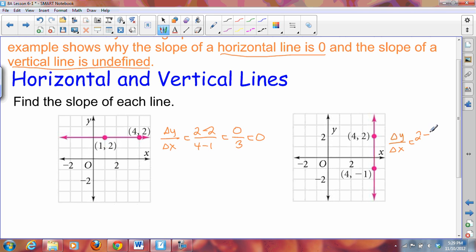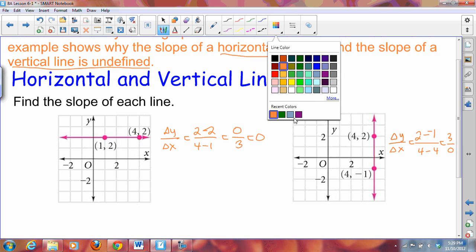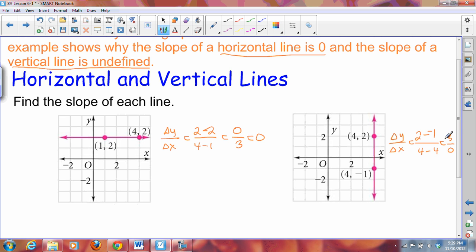2 minus a negative 1. Okay, and then down here, I've got 4 minus 4. 2 minus a negative 1 is 3. 4 minus 4 is 0. You cannot divide by 0. You can't do it, so don't try. Undefined. Because we are not Spider-Man.